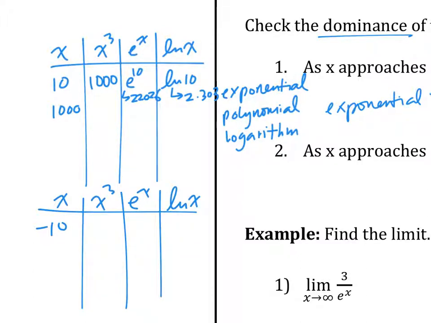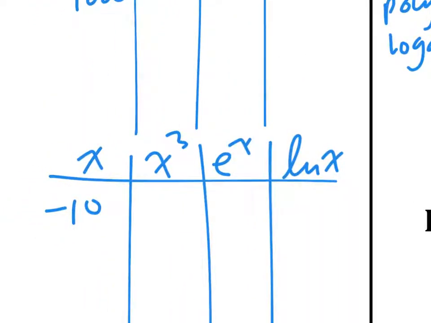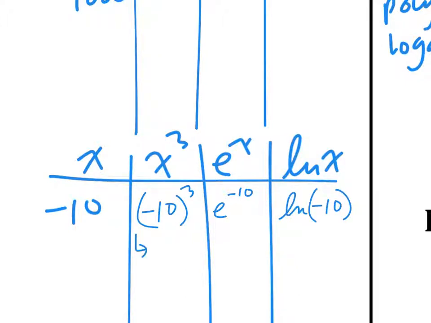All right, let's try this one. We're putting in a negative number. So negative infinity, negative number. So negative 10 to the third, e to the negative 10, natural log of negative 10. Negative 1,000, sorry.